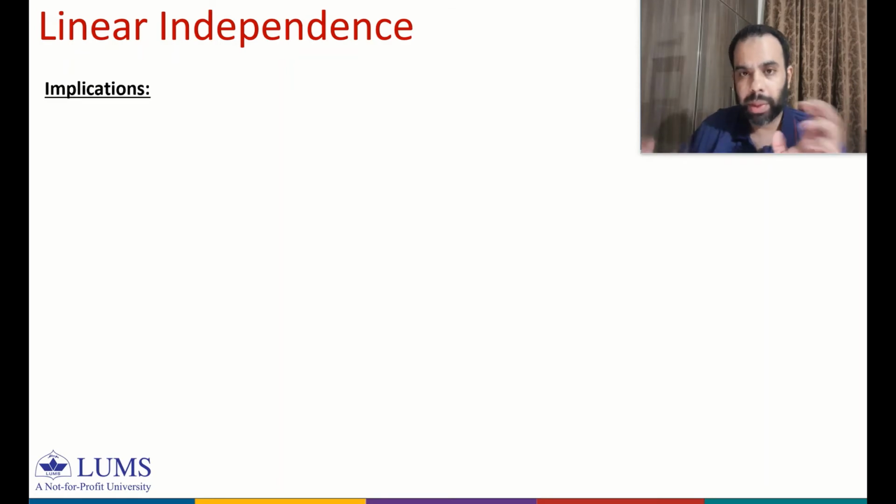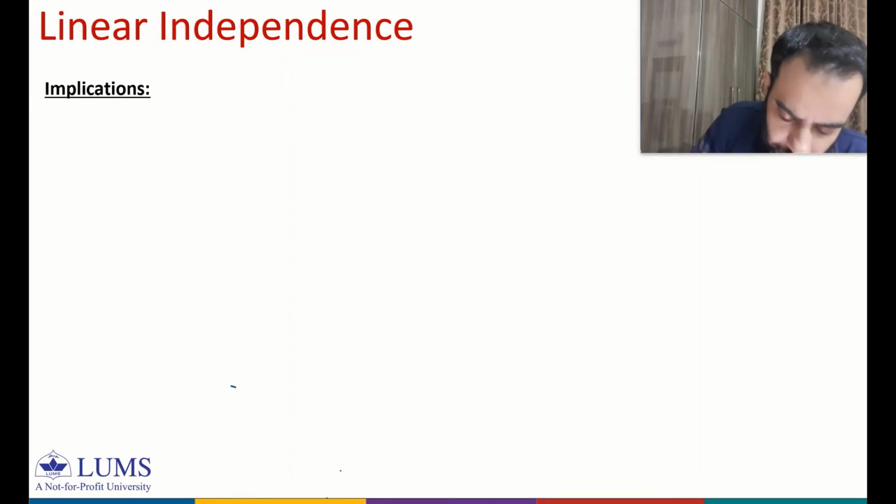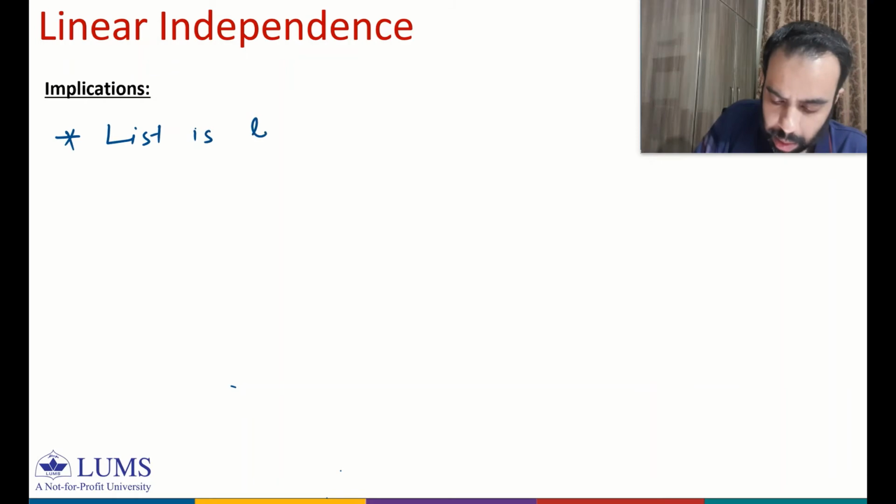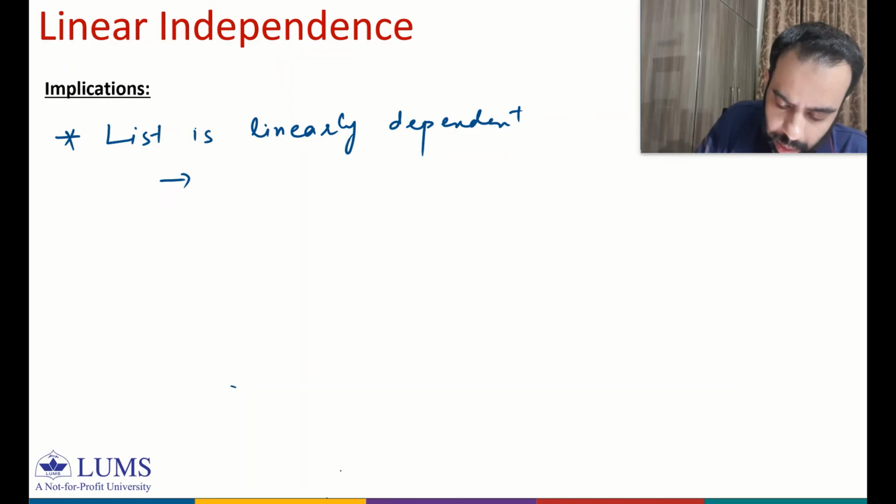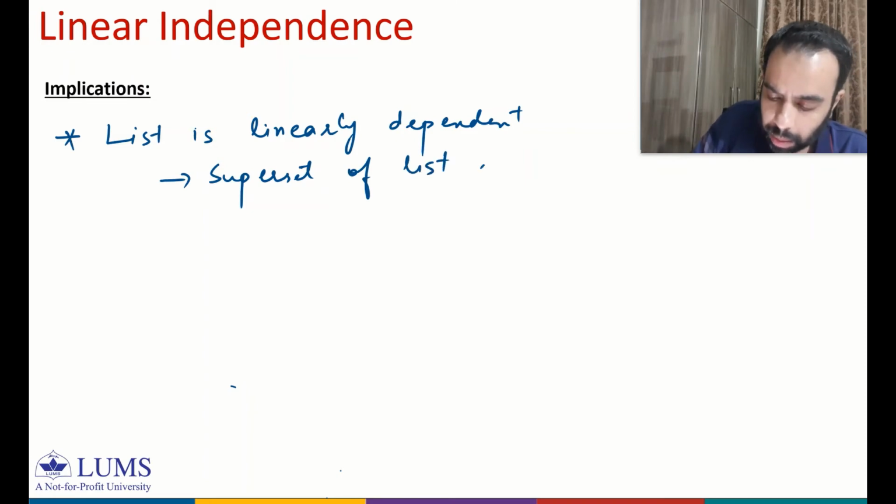and if we form a superset that contains that list of vectors, that superset would obviously be linearly dependent. So we can say if a list of vectors, a collection of vectors, is linearly dependent, then a superset of the list would also be linearly dependent.